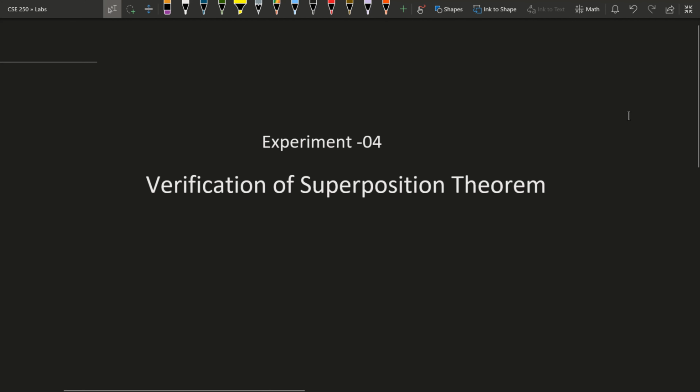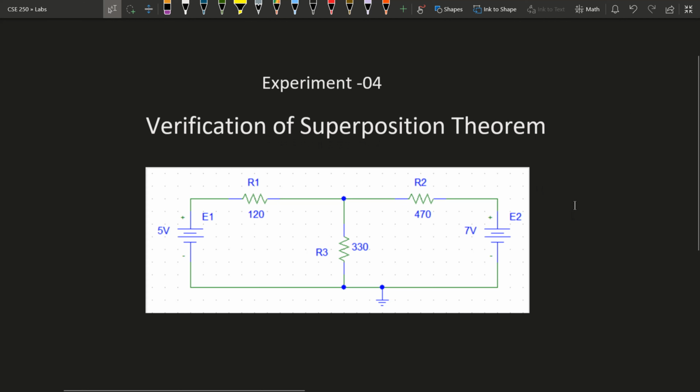Hello. So today we will verify the superposition theorem. This theorem states that if we sum up individual contributions of each source in a circuit, we will get a total response. For example, we have this circuit and we want to find out the value of current I3 flowing through R3, and we will obviously use the superposition principle.